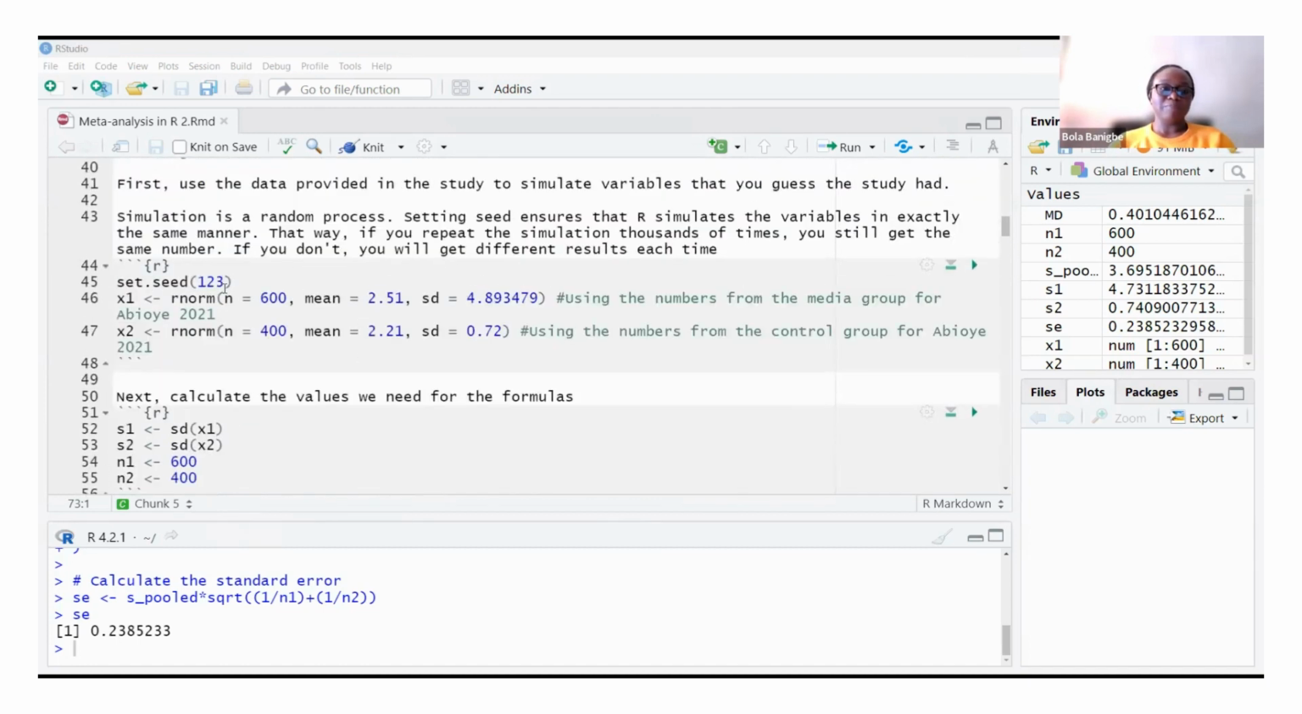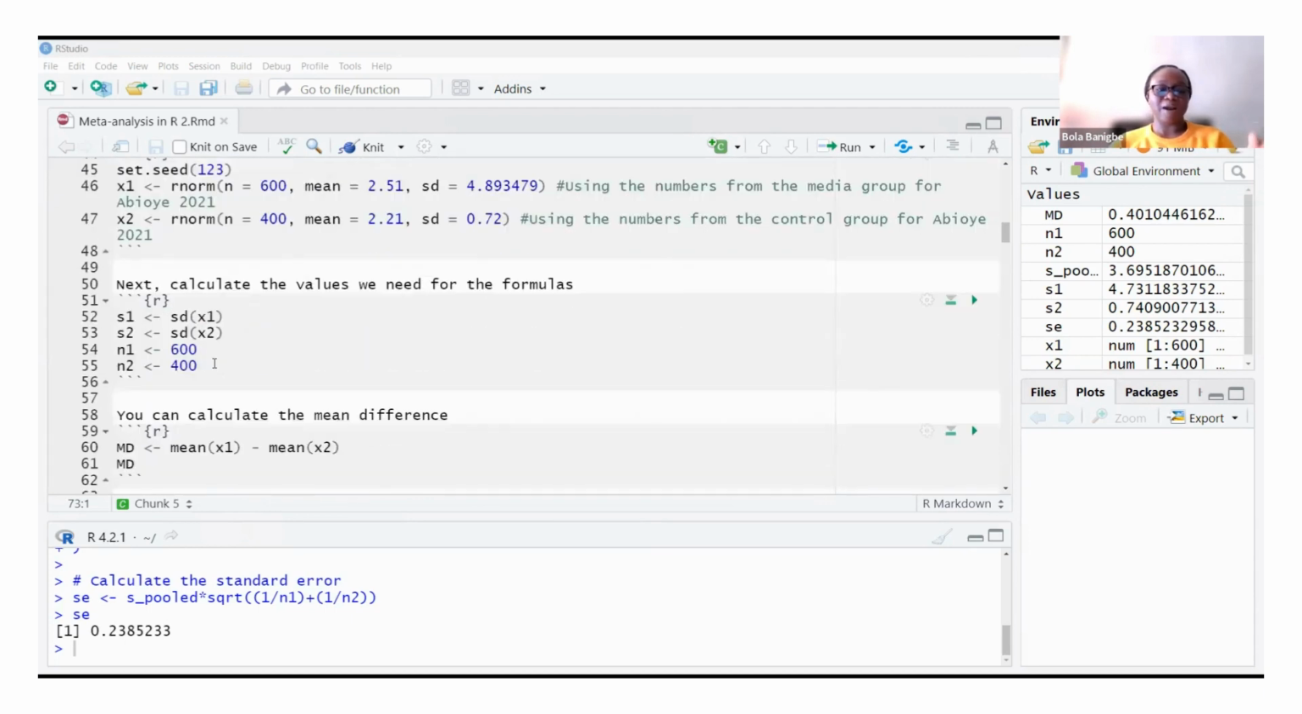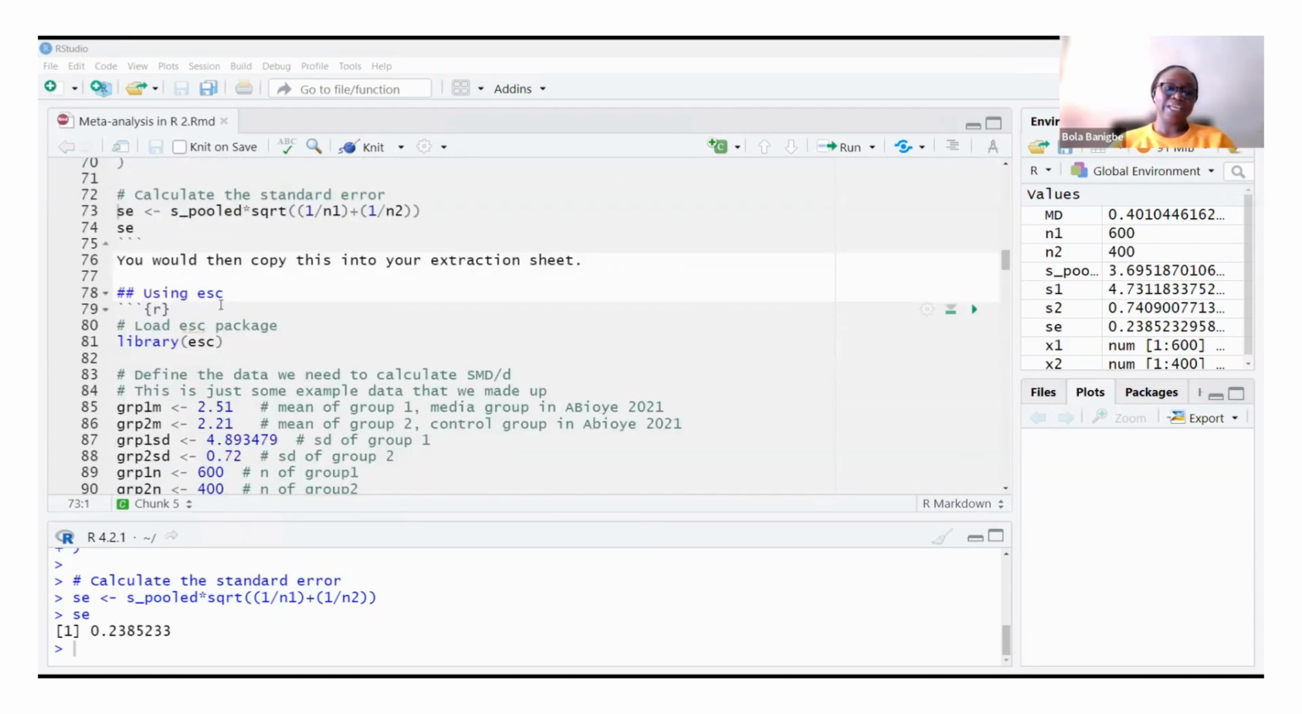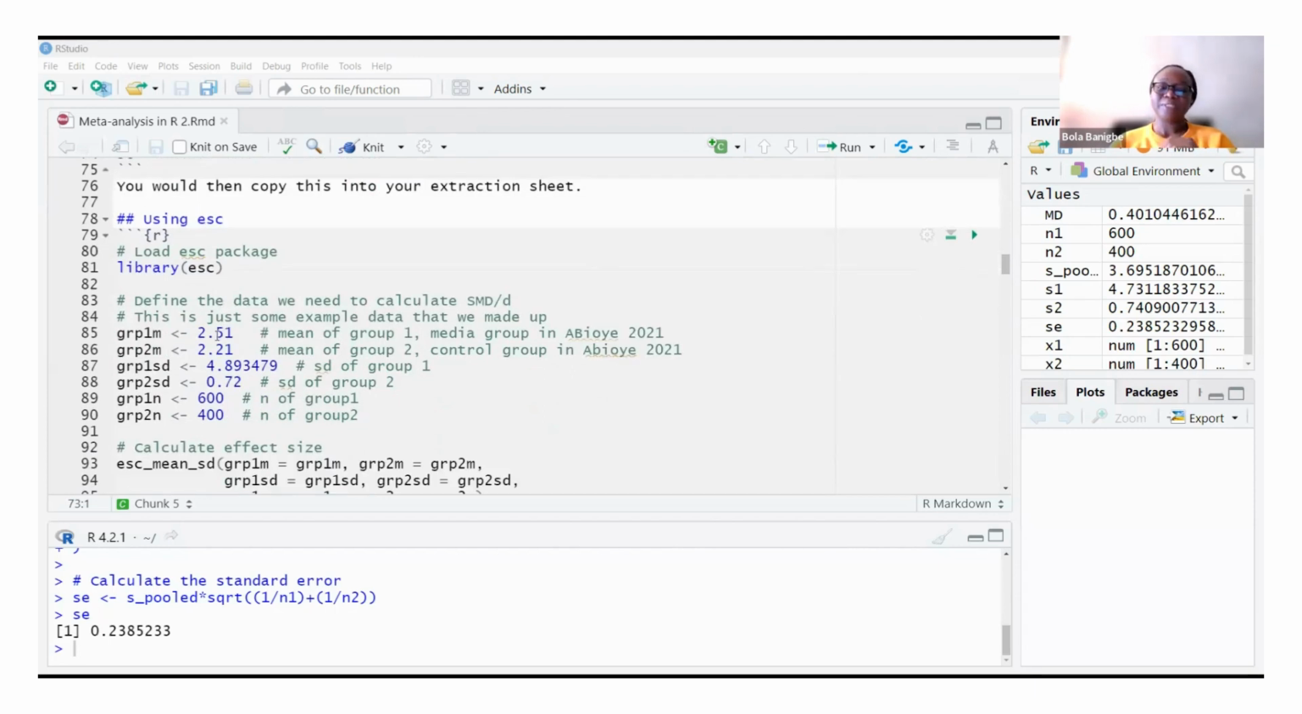Here we've used the base R functions. You can also use the ESC package that we used last week. The first thing you want to do is to load the package, so if you have it installed, then you just use the library function to call it up. If you don't have it installed, then you want to use install.packages, then ESC. You run that first before you call it up in your library. And basically, you're doing the same thing using a different package.